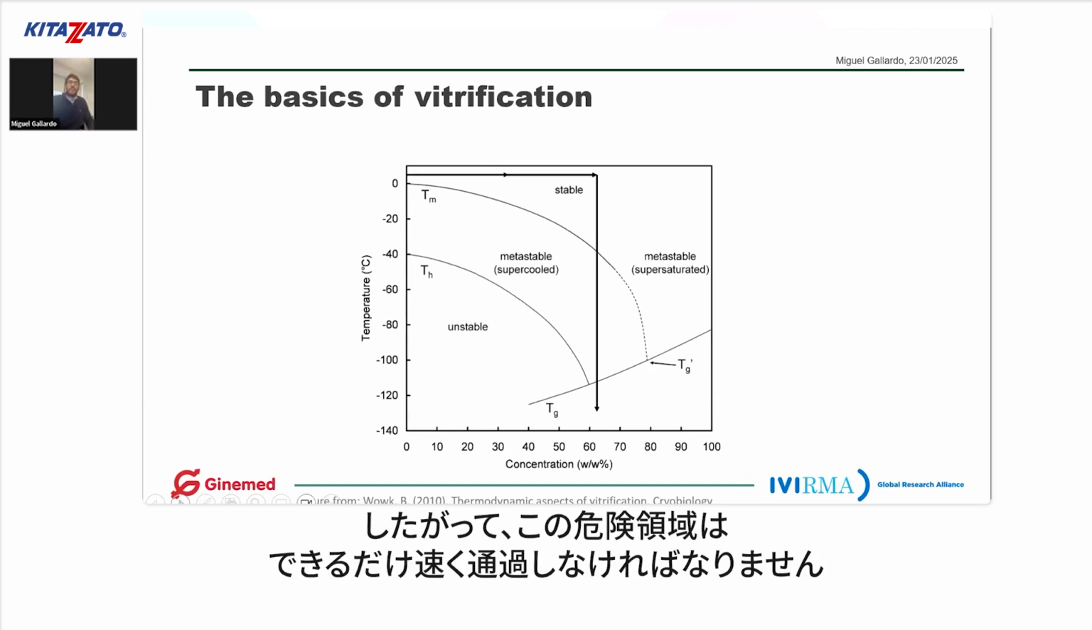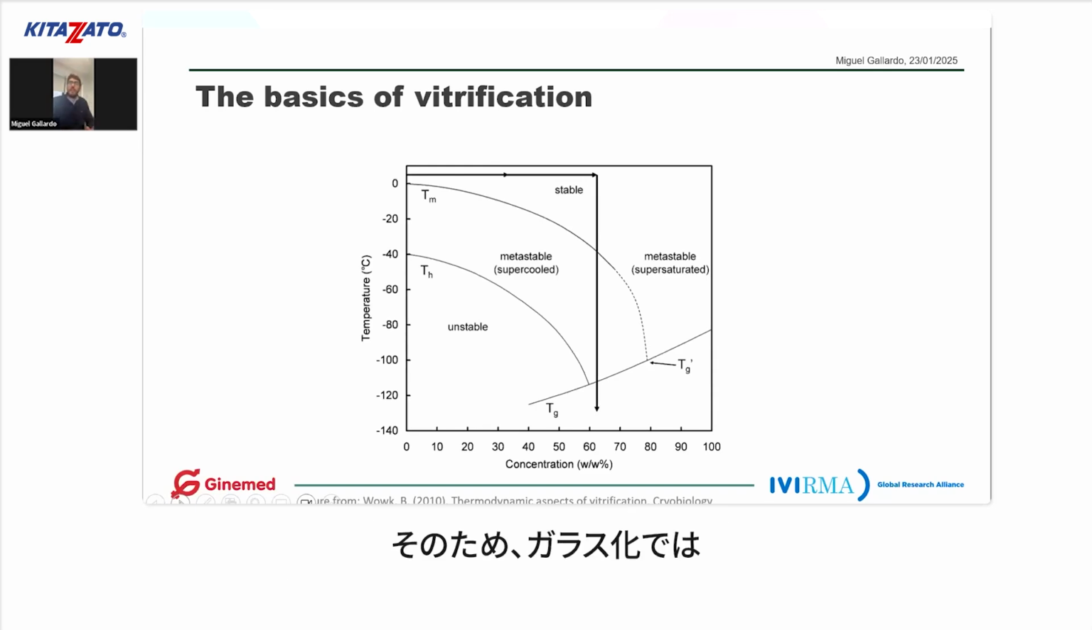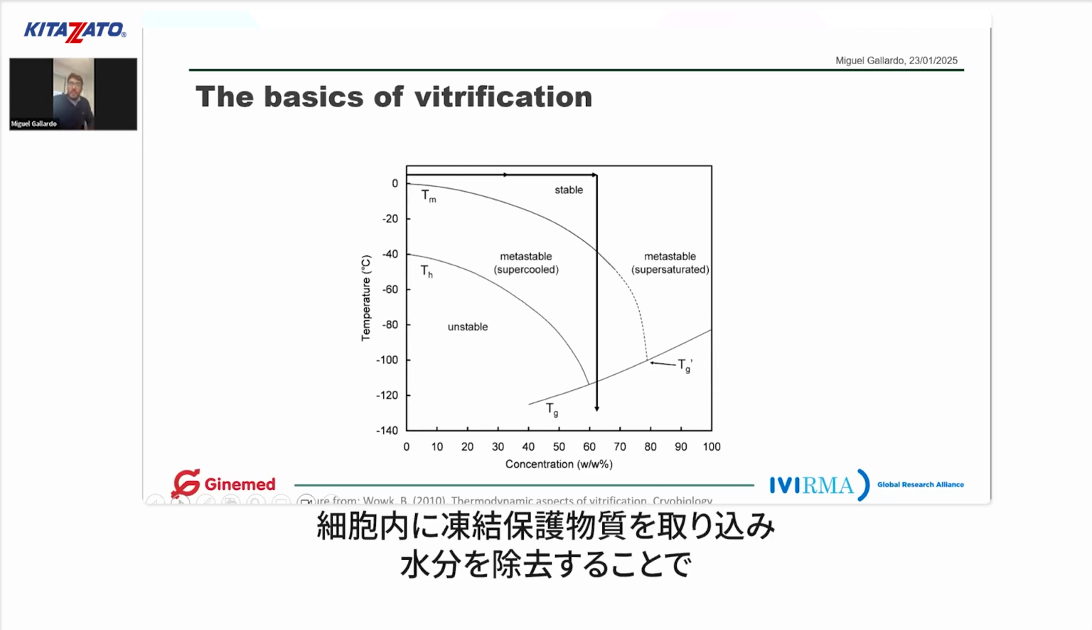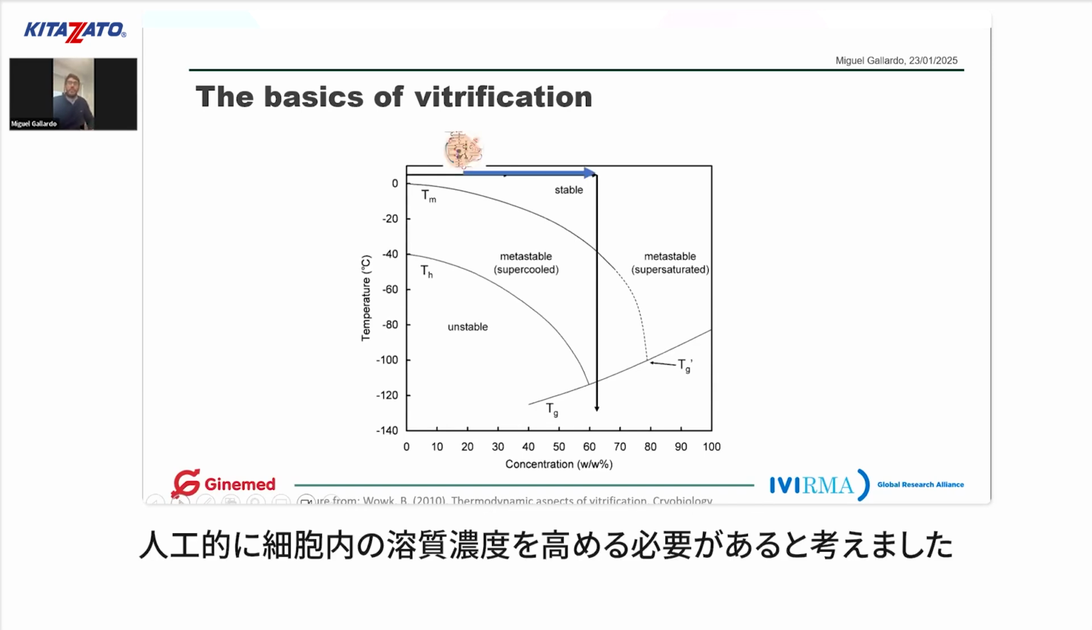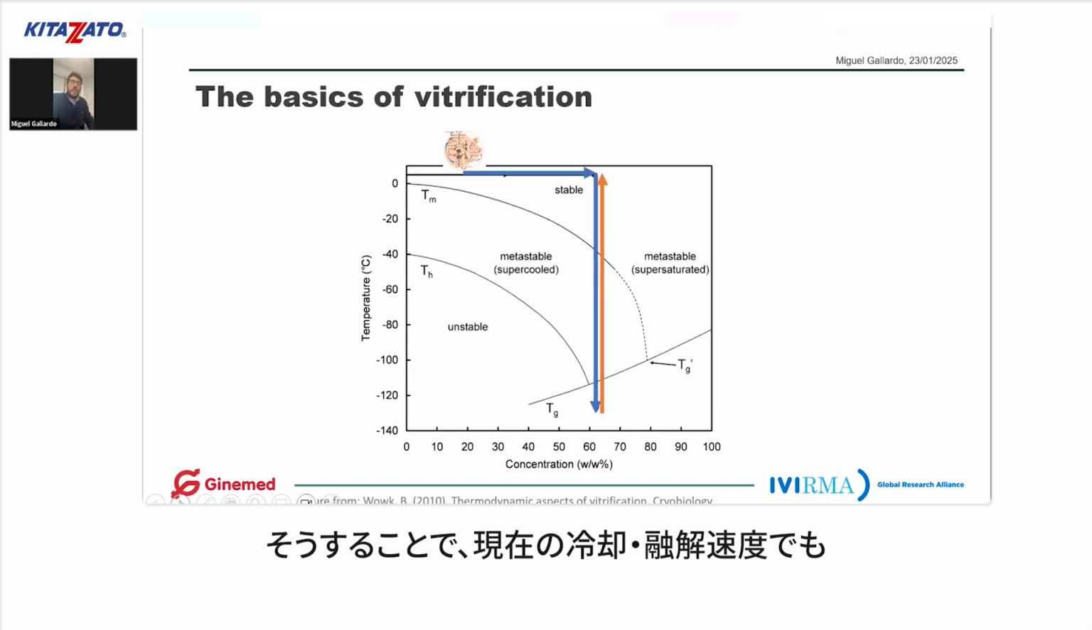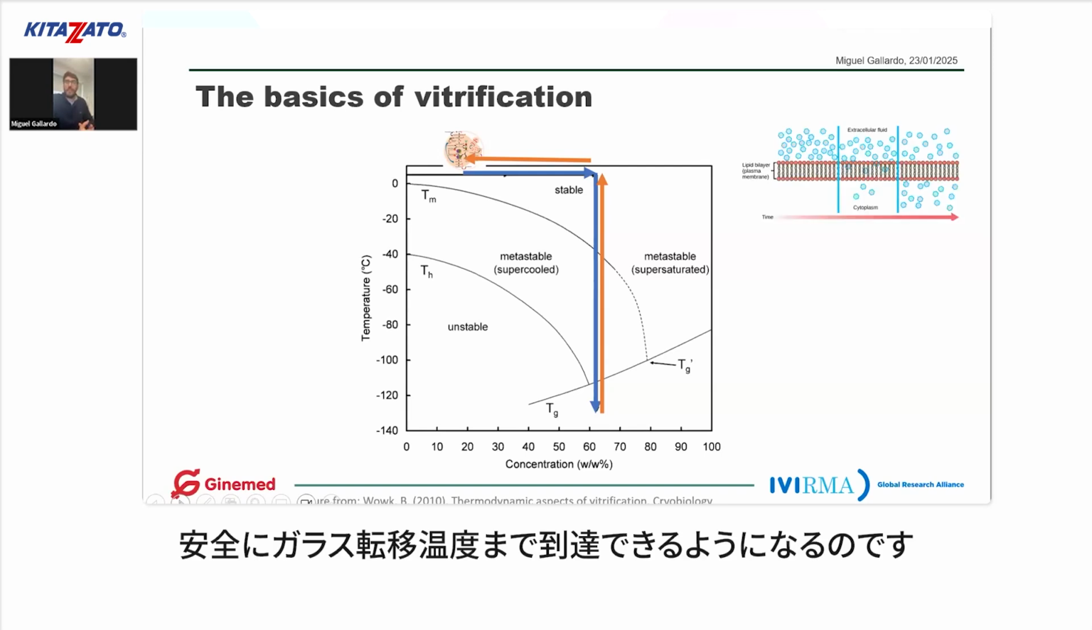It's a matter of time. So we have to cross that dangerous region as fast as possible. So that's why, if you can click a couple of times, you will see that the pioneers in vitrification realized that we need to artificially increase the concentration of solutes in the oocyte by getting CPAs, cryoprotectants, inside, and removing water. And only then we could, with the cooling and warming rates achievable, go safely to the glass transition temperature.